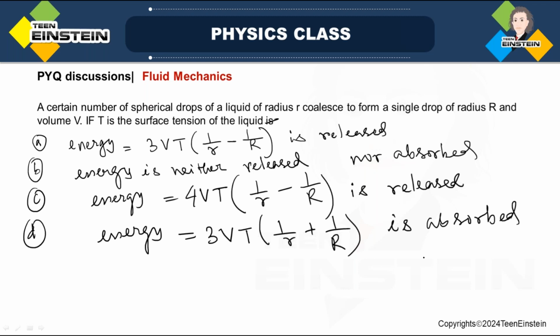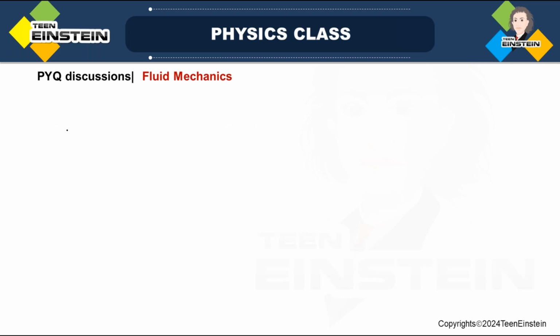Okay, let us first try to understand this question and then we'll solve it. A certain number of spherical drops of liquid of radius small r coalesce to form a single drop of radius capital R and volume capital V. If T is the surface tension, then the liquid will release or absorb energy first of all, and how much energy it will release or absorb, or whether there will be no release or no absorption. Okay, let us explain it here.